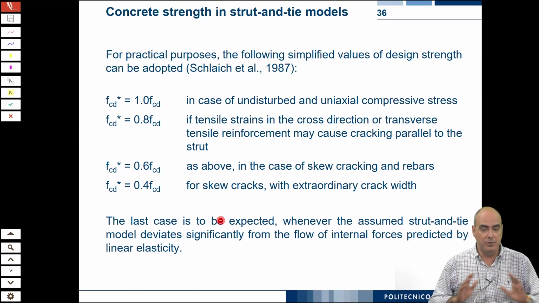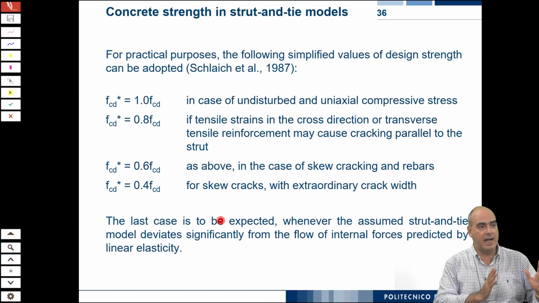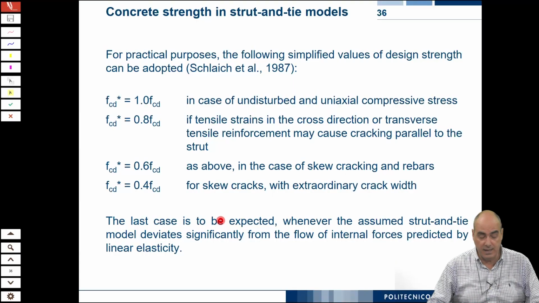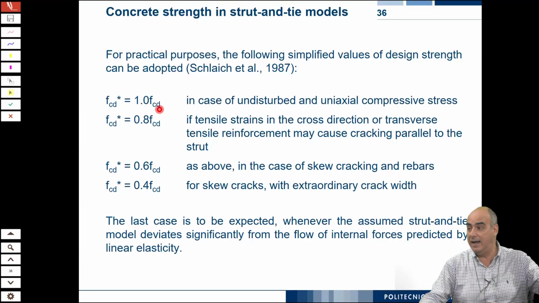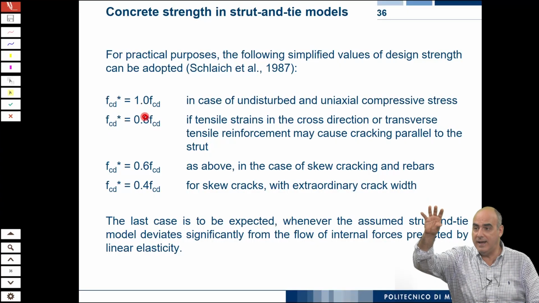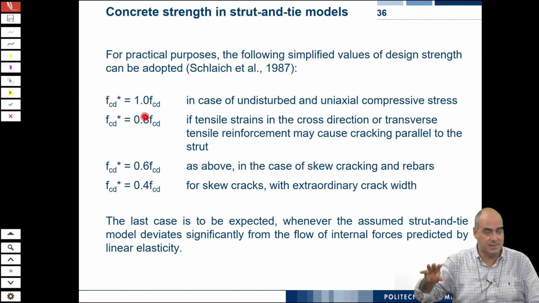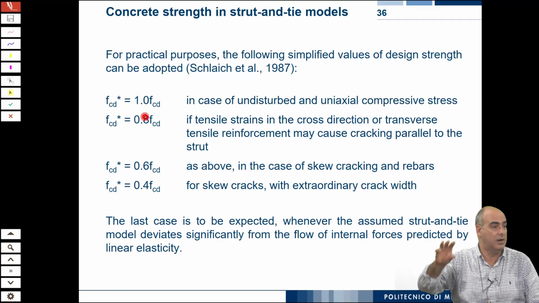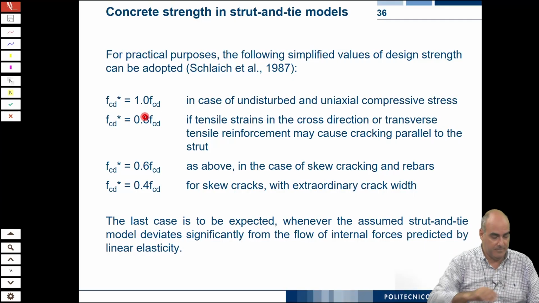Well, if we have a uniaxial or even biaxial stress region, let's assume the strength is equal to the uniaxial compressive strength. As you see here, we always use the design value. We apply the strut-and-tie model for the ultimate limit state. So if you go back to the lecture of yesterday, it's the characteristic value divided by the partial safety factor, times 0.85.